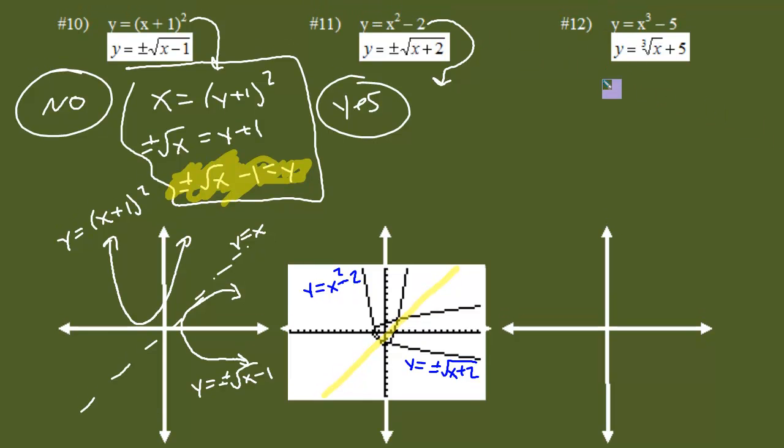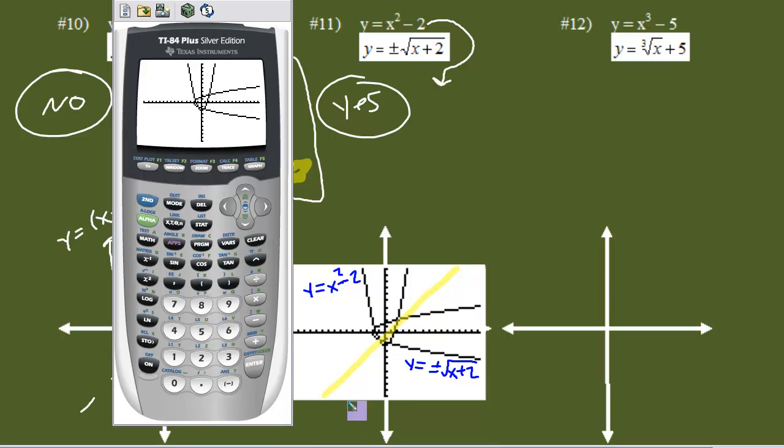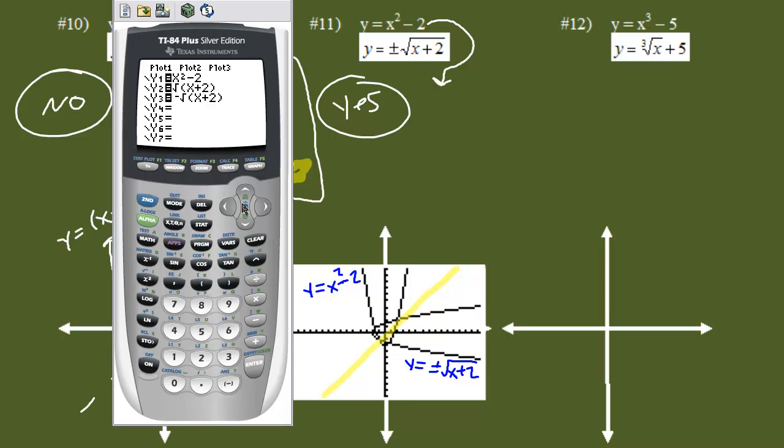Number 12, put this on the calculator once again. I got x cubed minus 5. And the cubic root of x, which there's several ways to put this in. Quickest way for me is just to type in x to the 1/3. If you do it this way, make sure you put the 1/3 in parentheses. X to the 1/3 is the same thing as the cubed root of x.